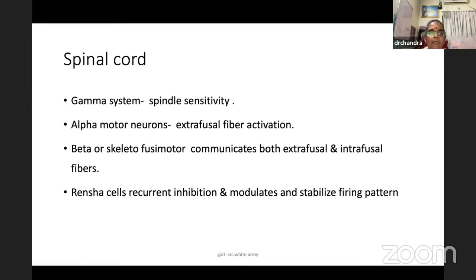So the gamma system determines the spindle sensitivity. For how much stretch the muscle spindle should activate the alpha gamma coactivation and the extrafusal muscle should be put to activity. And alpha motor neuron is extrafusal fiber activation. So gamma system decides the spindle sensitivity, alpha motor neuron supplies the extrafusal fiber, and beta or skeletofusimotor, they connect both extrafusal and intrafusal. So gamma is for intrafusal, alpha is for extrafusal, and beta is for both intra and extrafusal. And Renshaw cells cause recurrent inhibition and modulate and stabilize firing pattern.